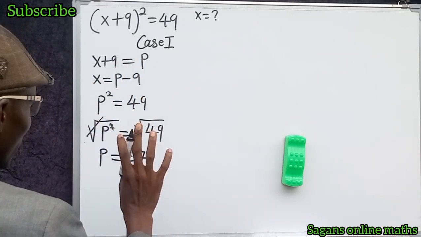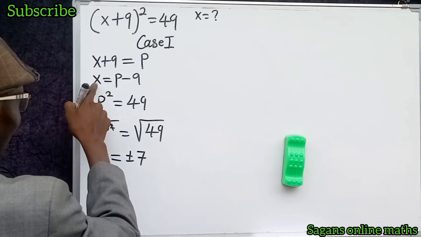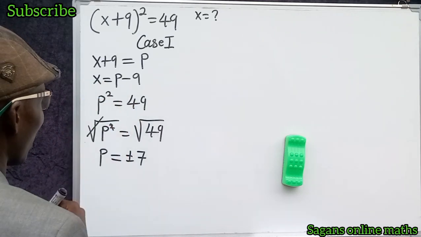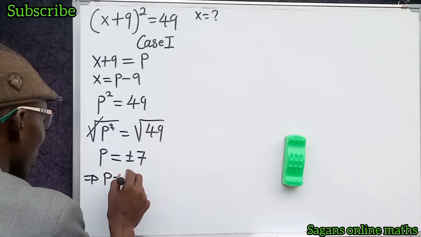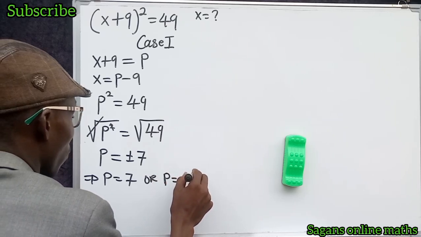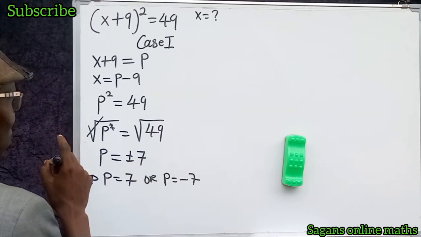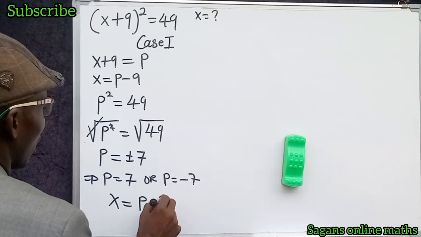I love this. Amazing. Remember that from here, x equals p minus 9. This implies that our p is equal to 7, or p is equal to negative 7. I will know that our x is equal to p minus 9.